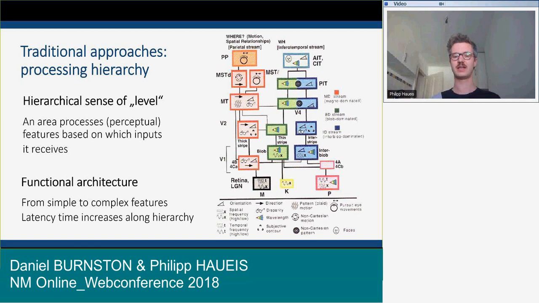So the functional architecture as depicted in this diagram would be that we start with regions in the visual cortex such as V1 that process relatively simple features such as the orientation of the stimulus, and that these representations are then fed forward into higher levels of the hierarchy where they are used to build more complex representations, such as representations of the face. And because there is this dependency of lower level representations to higher level representations, the latency along this processing hierarchy increases. Or at least that's an implication of this view.